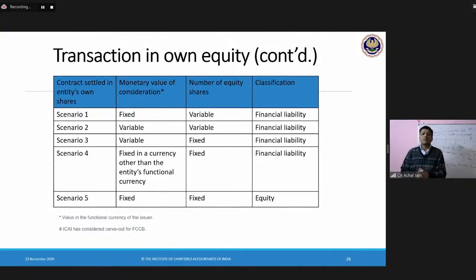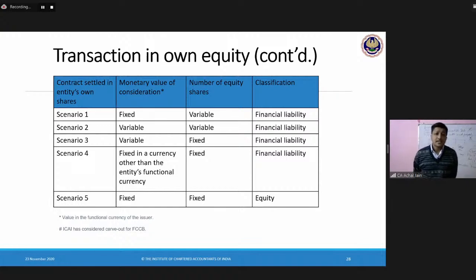Then such an instrument becomes a financial liability. Variability may also arise because of a foreign currency element, on which we will have a separate discussion. On this aspect, there has also been a carve out. Carve out means a difference from IFRS. We will also discuss that carve out.